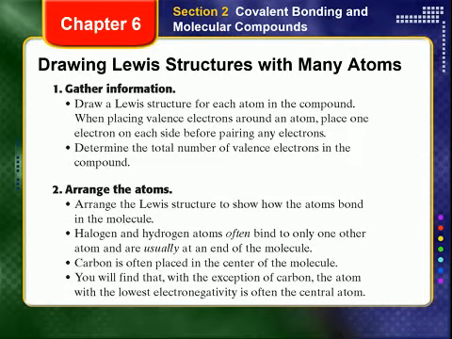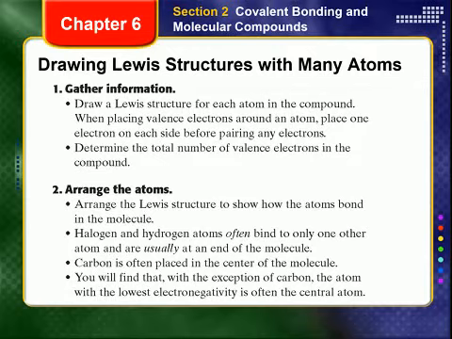Drawing Lewis structures follows a simple set of steps as follows. Step 1, gather information, meaning draw a Lewis structure for each atom in a compound using the electron-dot notation. When placing valence electrons around an atom, place 1 electron on each side before pairing any electrons. Then determine the total number of valence electrons in the compound.